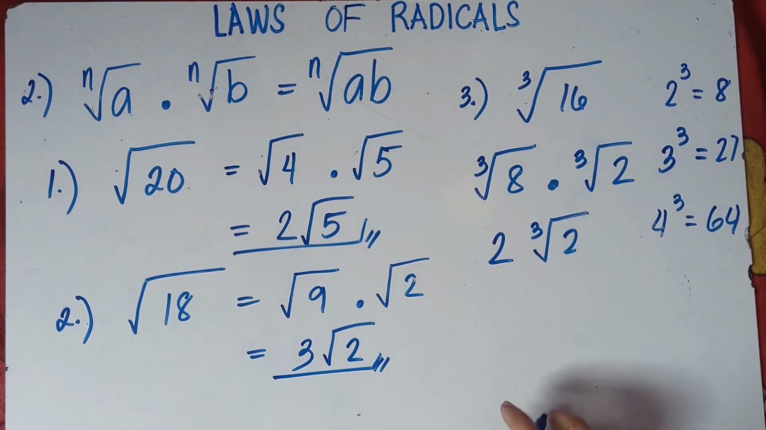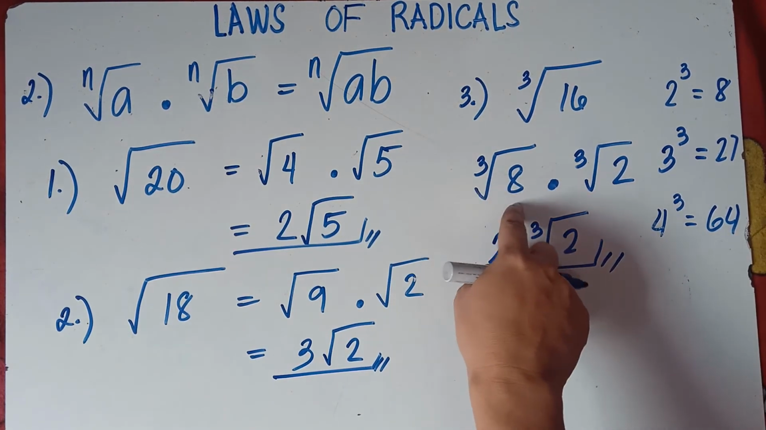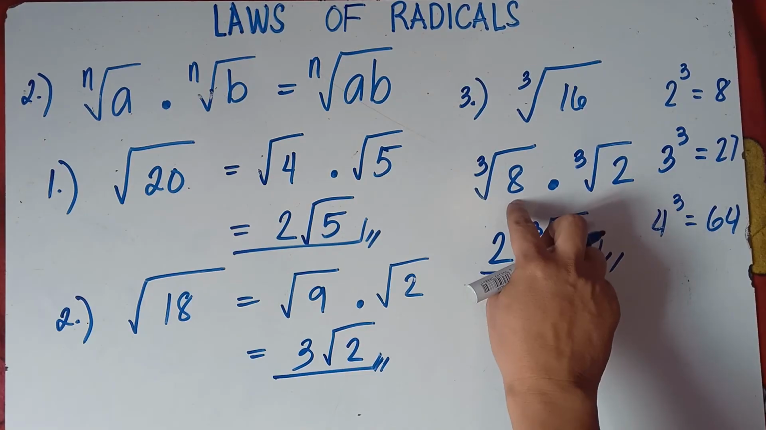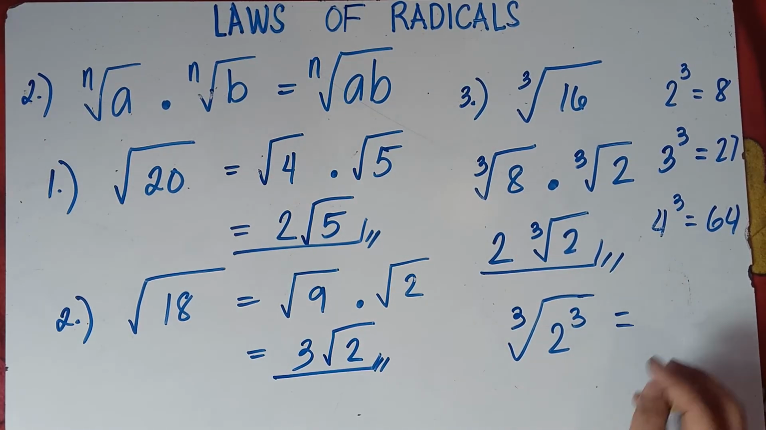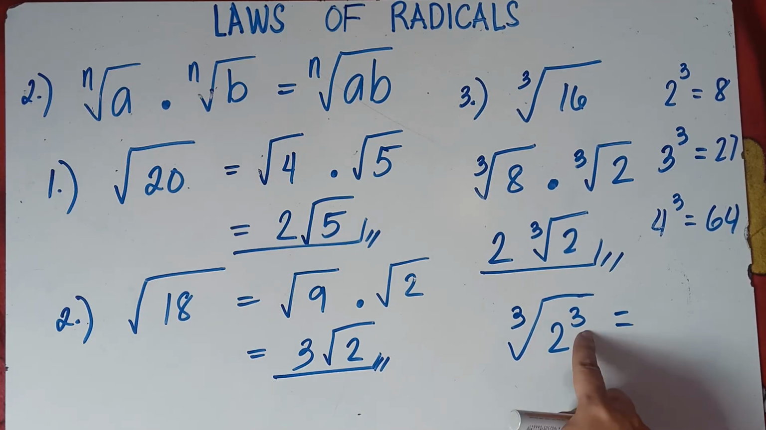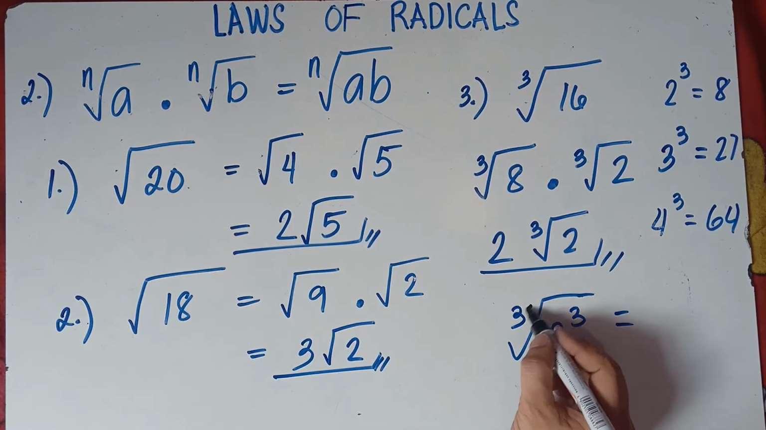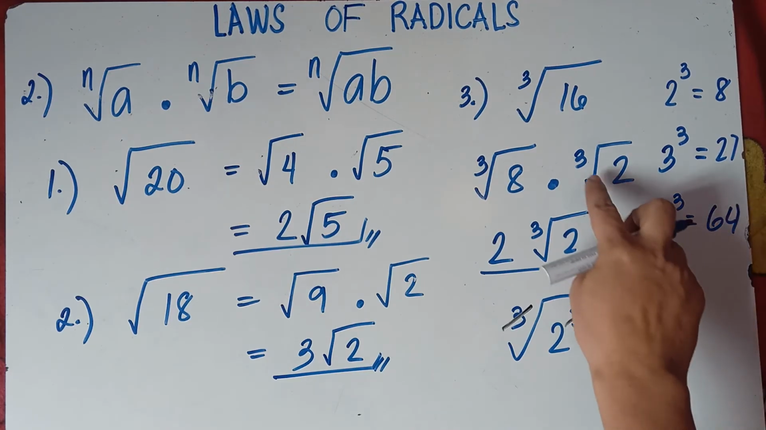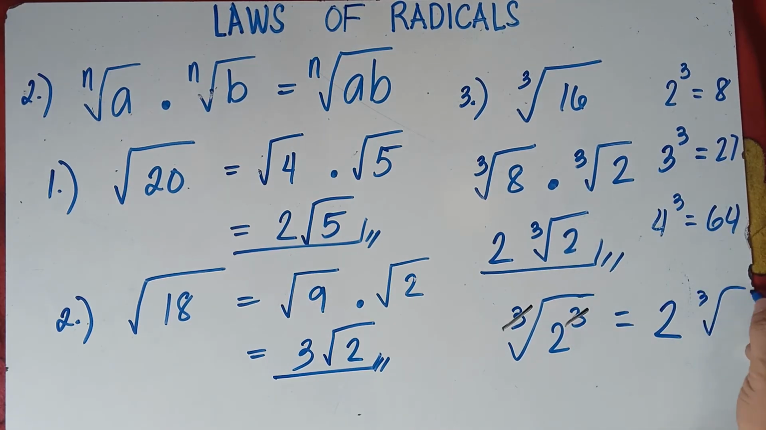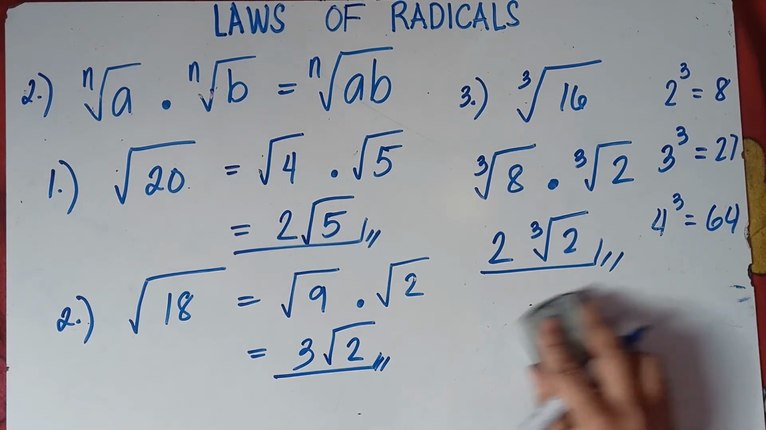Simply copy this one, class. 2 cube root of 2. That's our answer, class. Once again, if you're confused with this one, the cube root of 8, you can also write this as the cube root of 2 raised to the power of 3. This is just the same, class. 2 raised to the power of 3 is equivalent to 8, because 2 times 2 times 2 is 8. And then you can cancel this out because they have the same index and exponent. Copy 2, and then simply copy the cube root of 2. 2 cube root of 2. That's it, class. This is the answer for number 3.